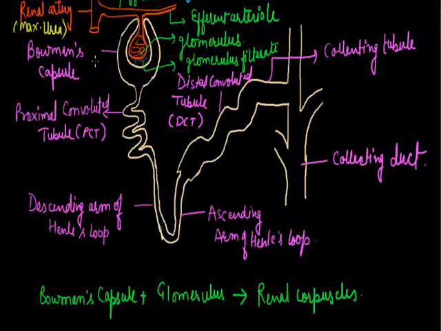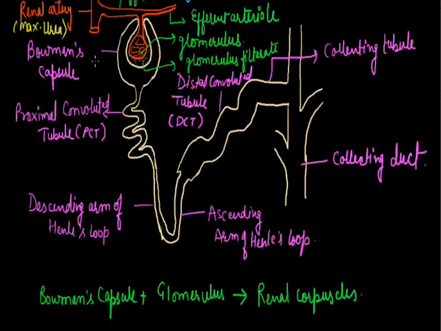It is present in the cortex region of the kidney. Here the capillary network is formed, which is the glomerulus. Bowman capsule and glomerulus are combinedly known as renal corpuscles. Now Bowman capsule will channelize into a tubular tract, which is also found in the cortex region of the kidney. It is known as PCT, proximal convoluted tubule.